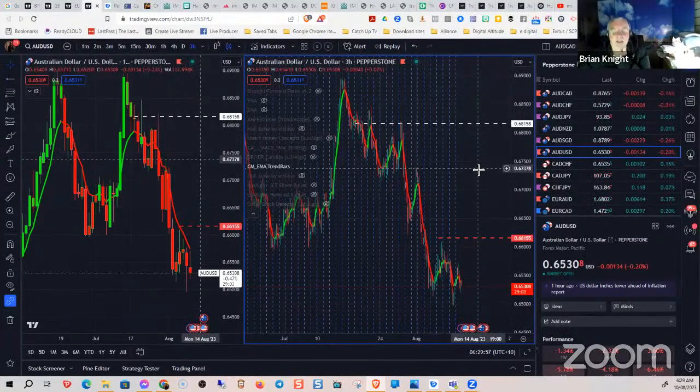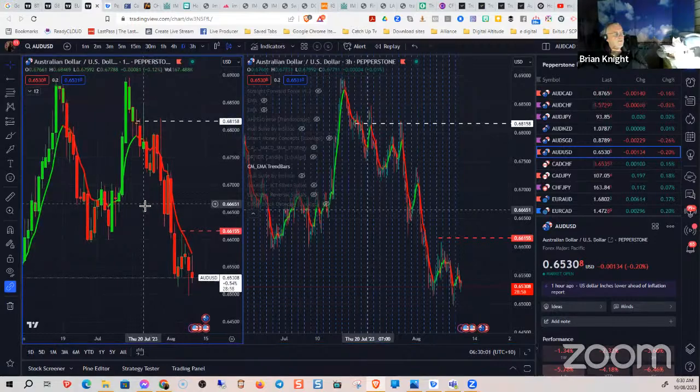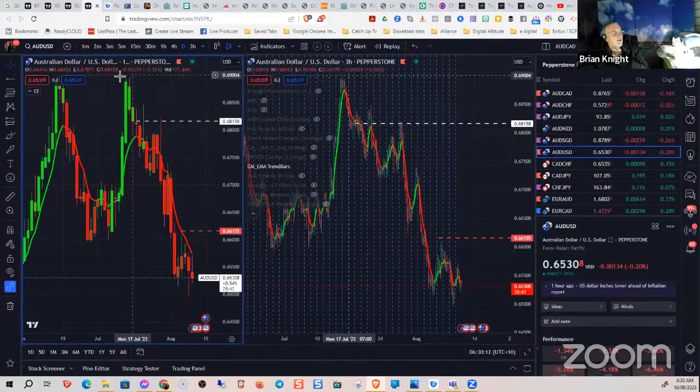Market structure shift. Yes, correct. Yeah, I agree. But if you look back at it now, that is a good time. Then there was the stop hunt up here, which is what that push up is. And if you've got your stop loss up here somewhere, it's not a big deal.